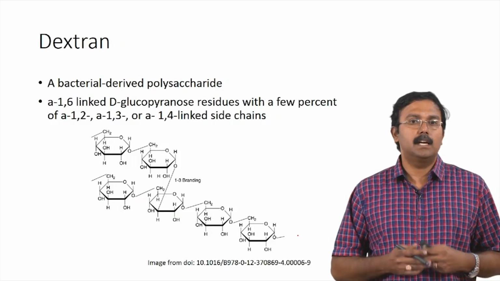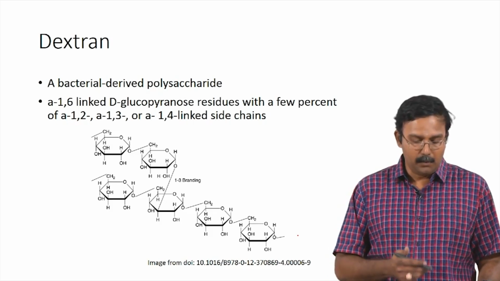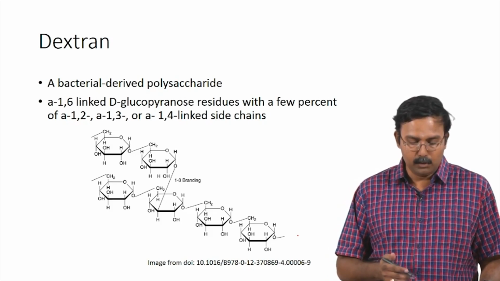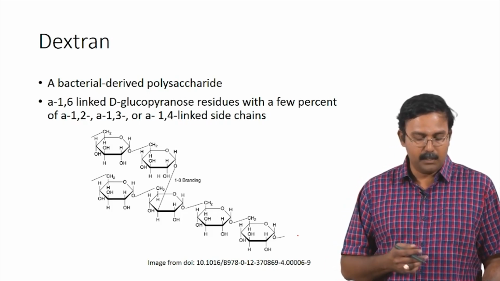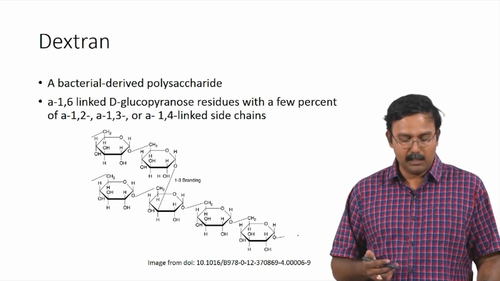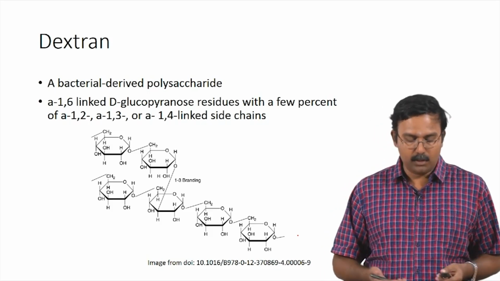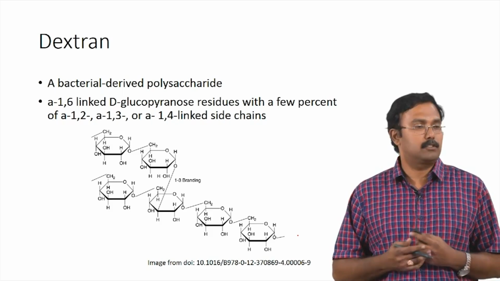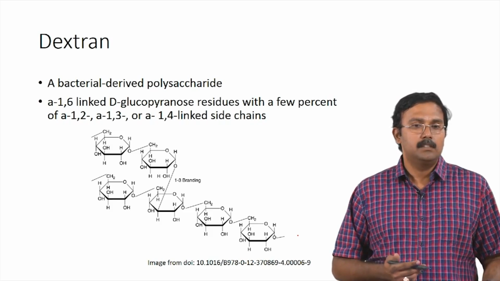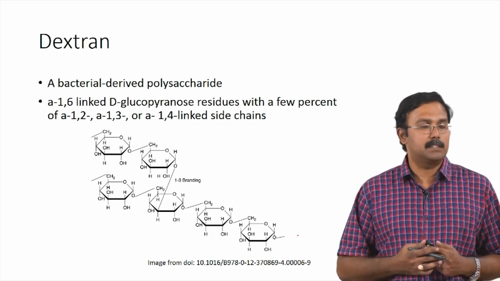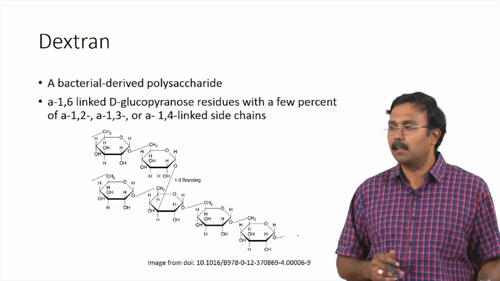So, dextran is another bacterial derived polysaccharide. So, you have alpha 1,6 linked D-glucopyranose residues with a small percentage of alpha 1,2, alpha 1,3 and alpha 1,4 linked side chains. So, this is the structure of dextran. Dextran is commonly used for different applications. So, can you think of a common application where dextran is used? Alginate you all know. Similarly, you have also used dextran somewhere.